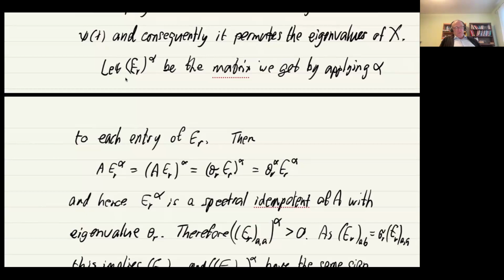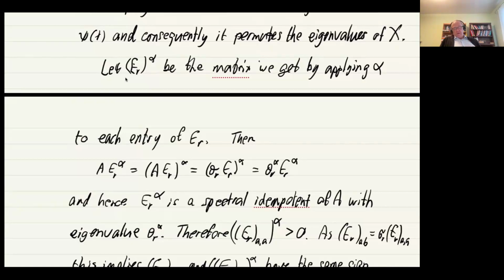So this tells us that each column of E_r to the alpha is an eigenvector for A with eigenvalue theta_r to the alpha. And so that's giving me another proof, if you like, that theta_r to the alpha is an eigenvalue of A. So each field automorphism is permuting these eigenvalues around, and in particular, E_r to the alpha is a spectral idempotent of A with eigenvalue theta_r to the alpha. Now, since it's an idempotent, it is positive semidefinite, and the diagonal entries are non-zero.